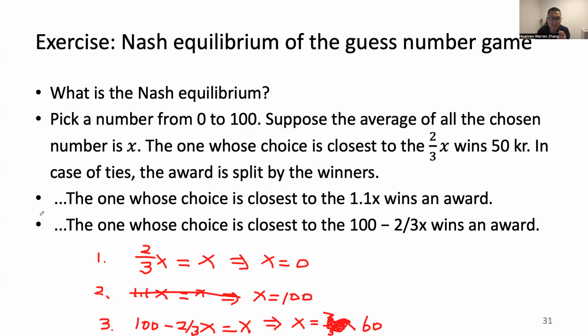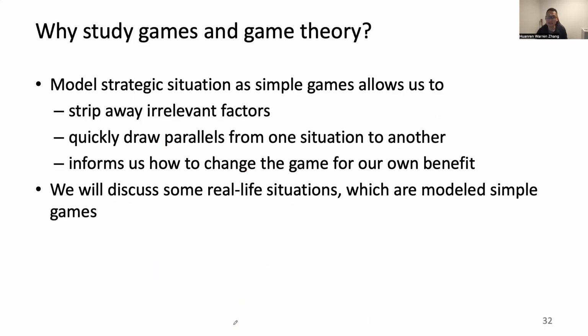So the second case is a little bit more complicated because if it's 1.1x, the number would always be greater than x. And we can reason that it should go over to the upper bound for that to be the Nash equilibrium. But for the others, as long as the solution to this equation is between 0 and 100 within this bound, then we can use this equation to arrive at the Nash equilibrium. So that's the concept of Nash equilibrium.